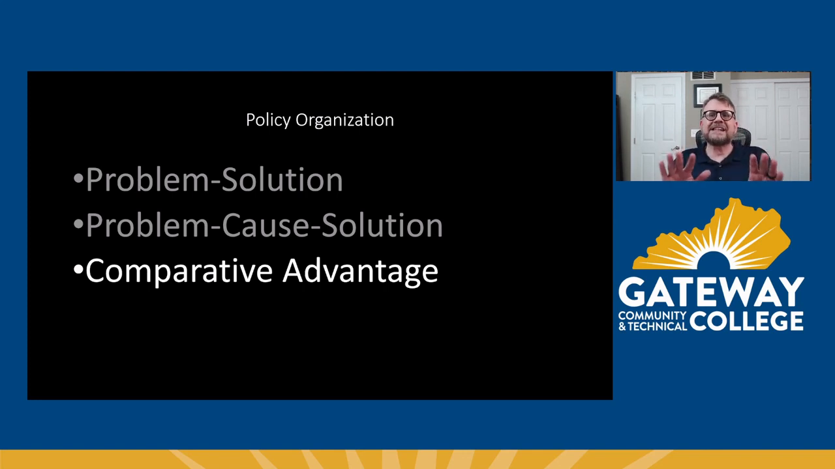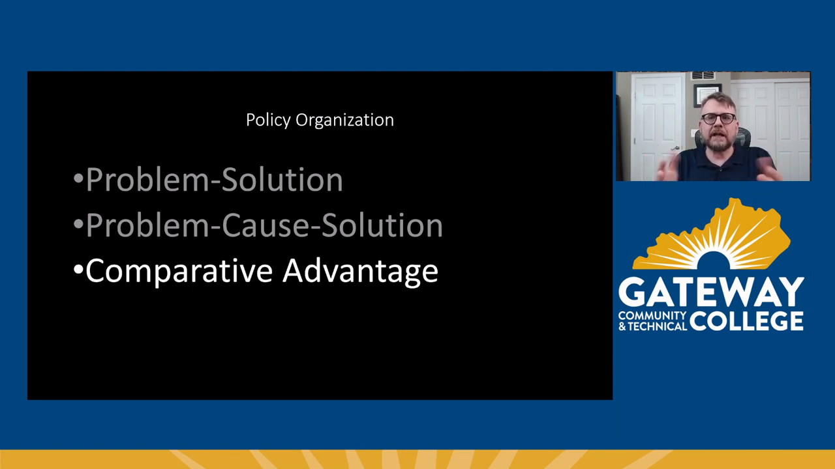Our third one is called comparative advantage. Now, comparative advantage is unique in that it's a policy speech, but it's kind of done in topical order. When you give a comparative advantage speech, you're not so much trying to convince the audience from scratch. They've already decided to do something. You're now just trying to persuade them to do one of the options over the other.